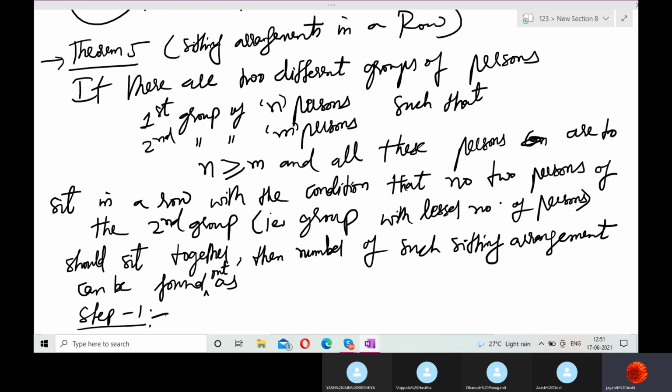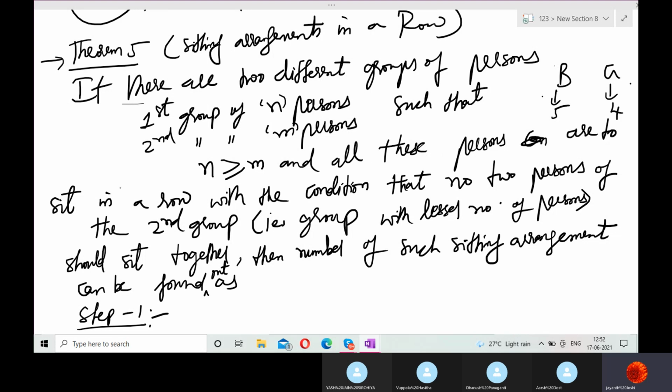So now please understand this, and I'll write the steps. Suppose there are two different groups of persons, like boys and girls. First group of n persons, suppose there are 5 boys, and second group of m persons, and I already told n is greater than or equal to m. So 4 girls. There are 5 boys and 4 girls.